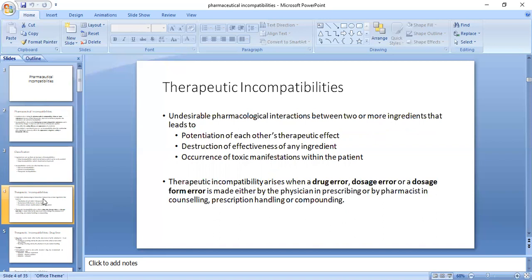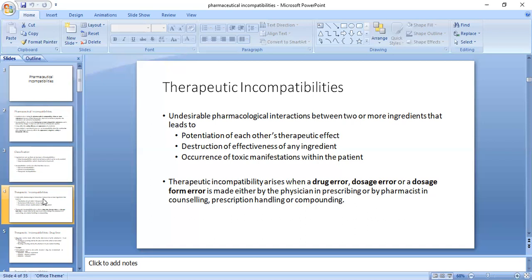What are therapeutic incompatibilities? Undesirable pharmacological interactions between two or more ingredients that lead to potentiation of each other's therapeutic effect, destruction of effectiveness of any ingredient, or occurrence of toxic manifestations within the patient. So these three points can be said in pharmacological interactions.